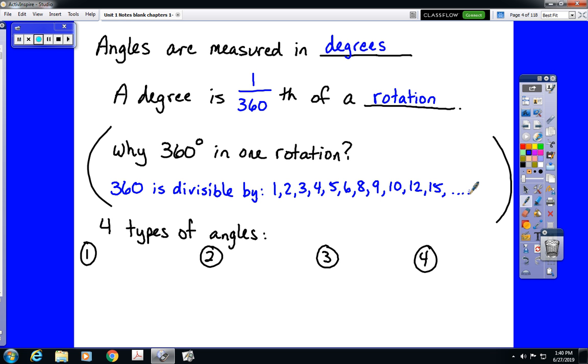etc. So the idea is if we break our rotation up into 360 pieces, notice how 360 is divisible by the first 6 counting numbers, which makes it easy to do division when we're talking about a rotation. So 360 is the number that was chosen because of how many numbers divide 360 evenly, because of how many factors 360 has.